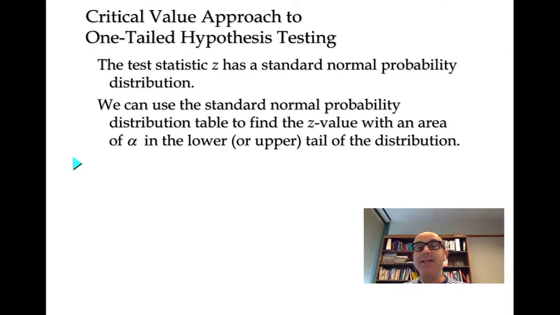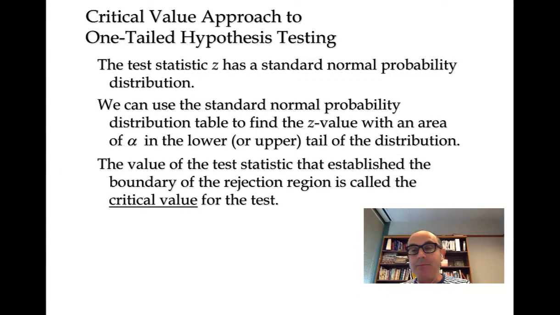And you can find the z-table all around the web. If you search for z-table, you will find it. Most statistical textbooks do not carry the z-value anymore. It is sometimes hard to find, and hard to find the accurate value of it. So the value of the test statistic that establishes the boundary of rejection is called the critical value for the test.